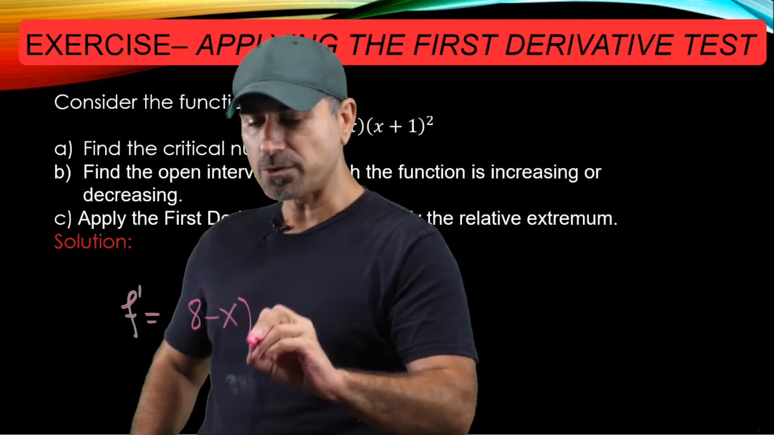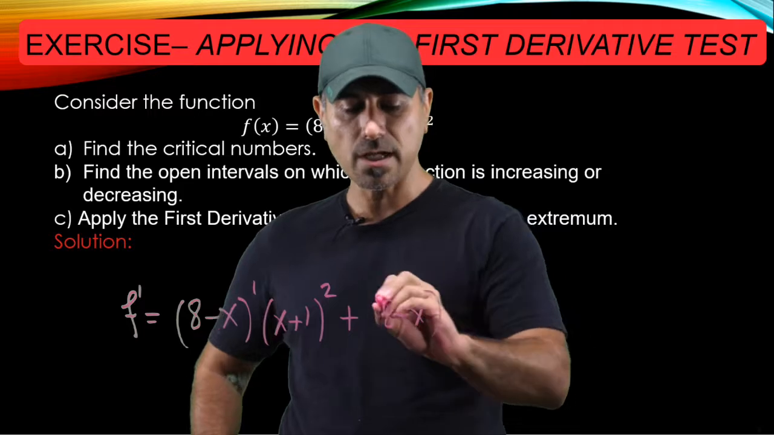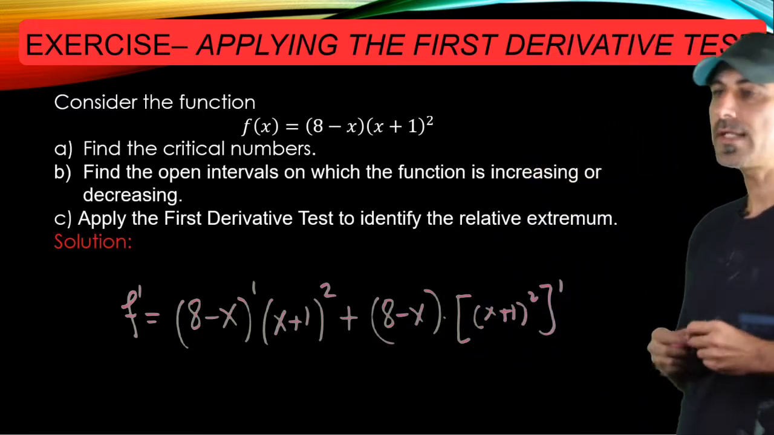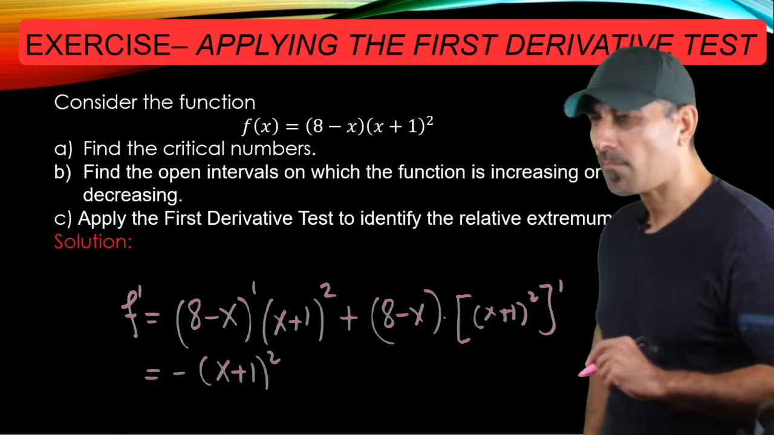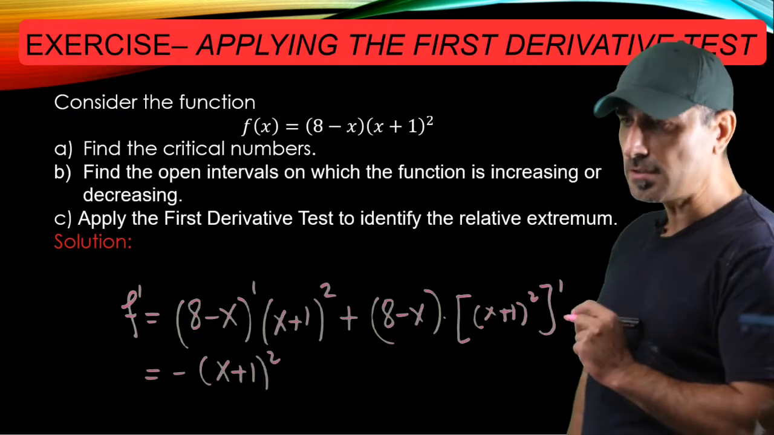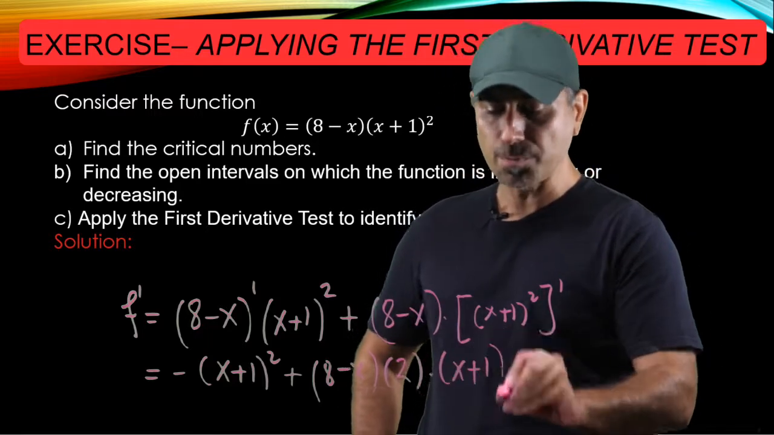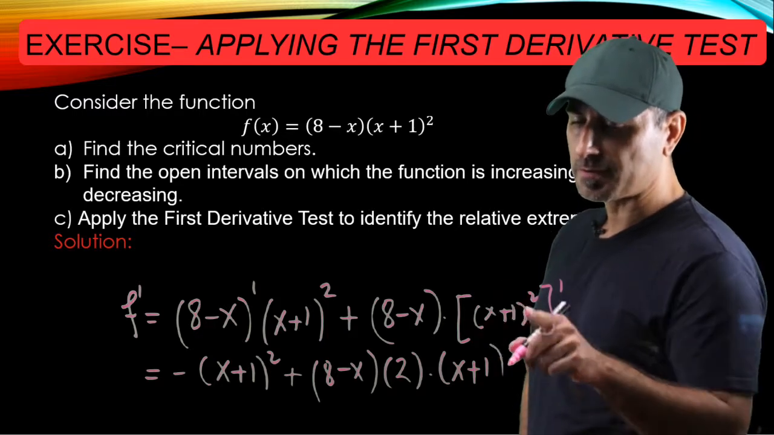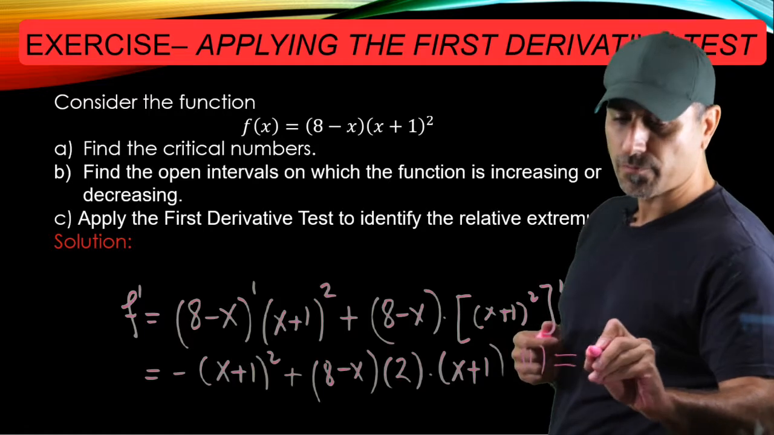We have the derivative of the first function, multiplying the second function, plus the first function times the derivative of the second function. So the derivative of the first one here is negative 1, so this becomes negative (x plus 1) squared. And the derivative of this one is found by the chain rule. The outer function is the square function, and the inner function is x plus 1. So the derivative of that, carrying forward 8 minus x, is 2 times (x plus 1) to the power of 1. That's the derivative of the outer function, and times the derivative of the inner function, but the derivative of x plus 1 is just 1, so it's just times 1.